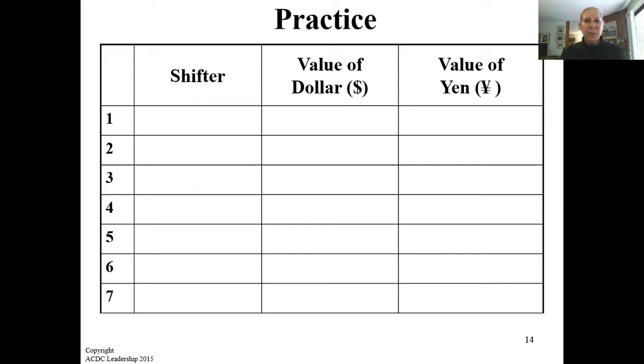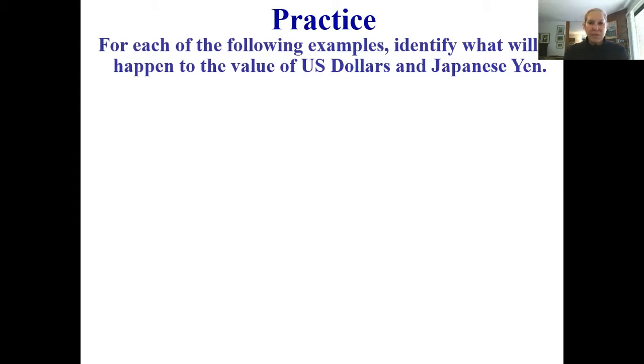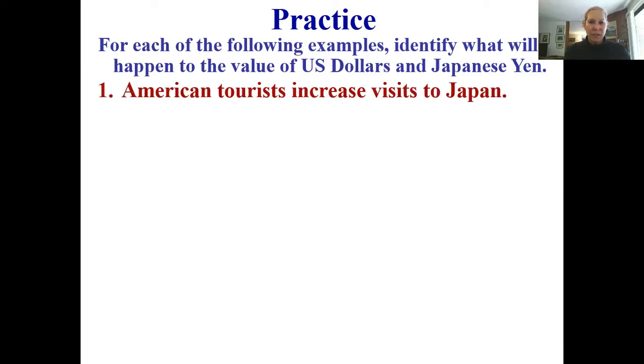Okay, here's more practice. I would suggest taking a screenshot of this worksheet, and the practice examples are here. The directions are, for each of the following examples, identify what will happen to the value of US dollars and the Japanese yen. And ideally, you'll put your responses on that previous page that you took a screenshot of. So I'm going to populate all the examples.